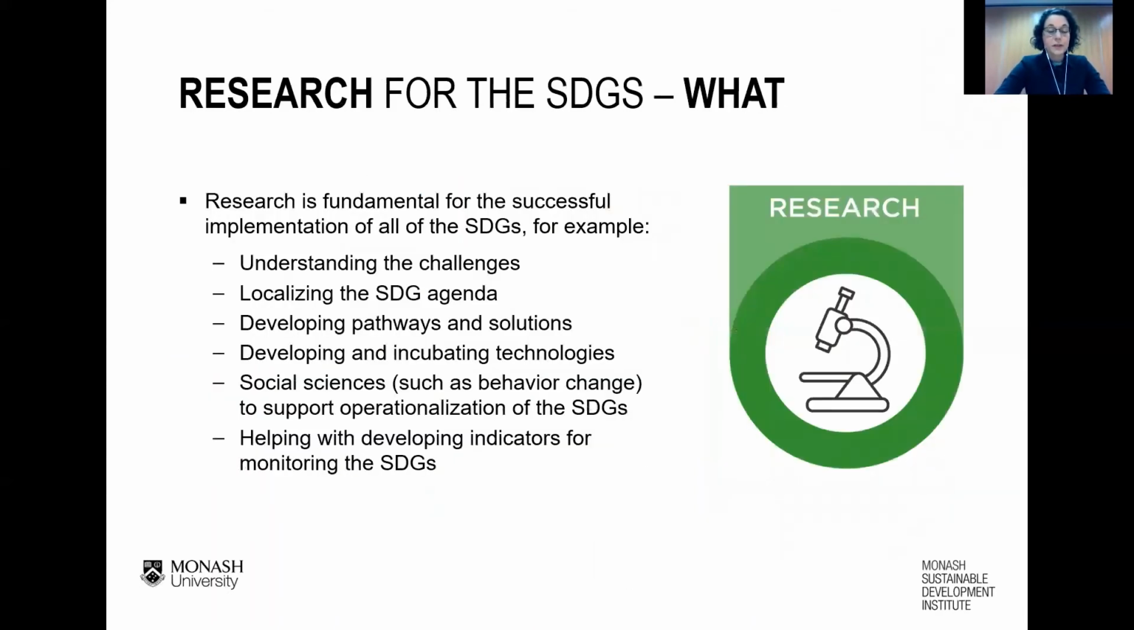Let's move now to research for the SDGs and what universities need to do differently in this area. As I mentioned earlier, research at universities is fundamental for the successful implementation of all the SDGs. For example, it can help with understanding the basic challenges, localizing the SDG agenda, developing pathways and solutions, developing and incubating technologies, supporting the implementation of the SDGs, for example, through behaviour change approaches, and helping with developing indicators for monitoring the SDGs.